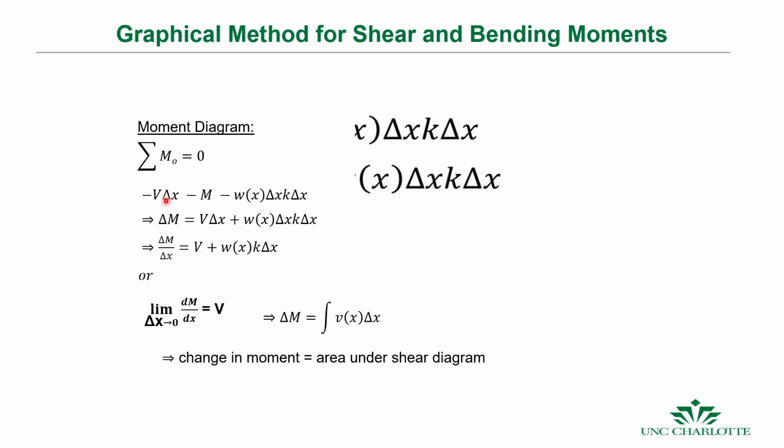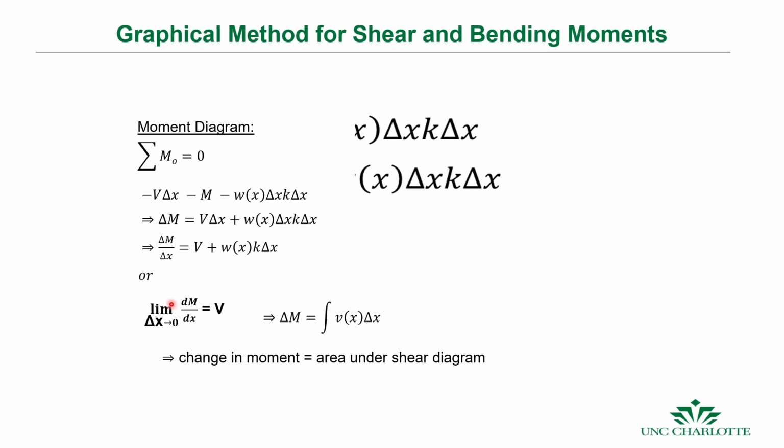Okay, and then we have the shear on the left-hand side times delta x, minus the moment, minus any distributed load times the distance for that load. So we can get an expression where the change in moment is equal to the shear times delta x plus the distributed load times the distance. So then we get delta M over delta x is equal to our shear plus the distributed load times the distance of that distributed load times delta x.